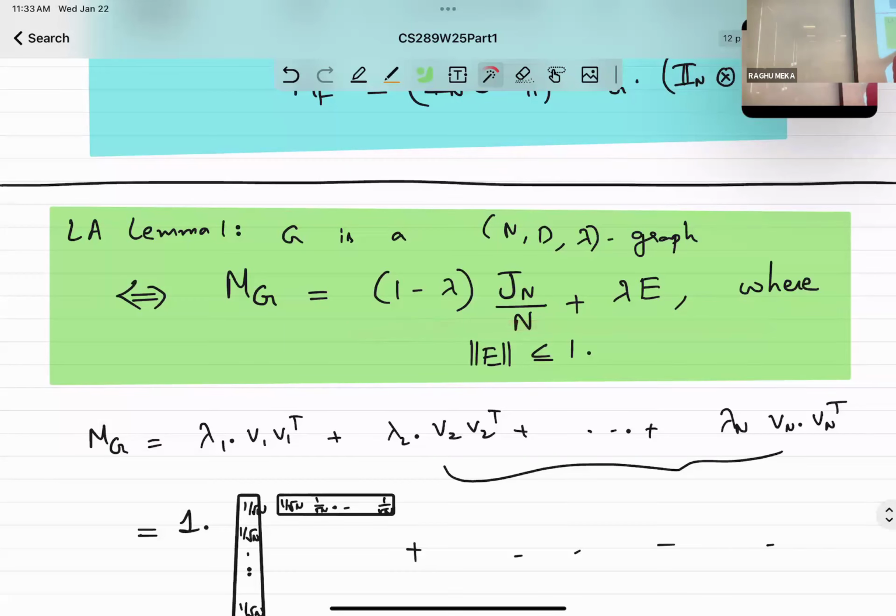If the second largest eigenvalue of MG is at most lambda, then I can write it this way, where 1 minus lambda times Jn over n plus lambda times some error, where the largest eigenvalue of E is at most 1. Right? The if and only if part is more complicated, but it's also true. The other direction is also true, but we won't really need it, so let's not worry about it. Okay, we're going to take it for granted.